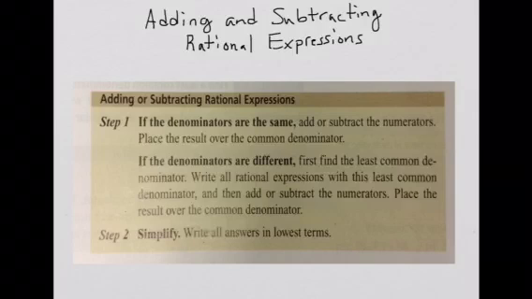Step one is broken down into two parts. If the denominators are the same, then we're good. We just add or subtract the numerators, and we place our answer over that common denominator. But a lot of times when we see these, the denominators are going to be different. And when that's the case, just like with regular fractions, we first want to find the LCD, the least common denominator. Once we find that, we want to write each expression so that it has the LCD as its denominator. And then once all the fractions have the same denominator, we just add or subtract the numerators, and again we place our final answer over that common denominator.